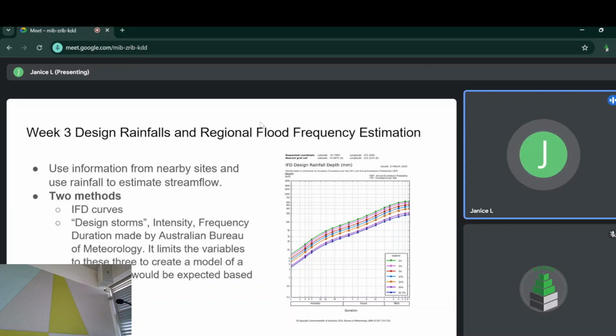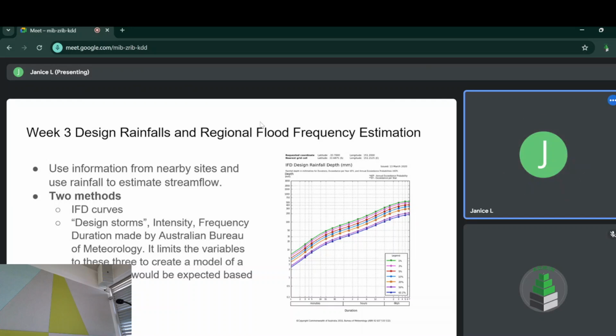But moving on. Now you've got design rainfalls as well as regional flood frequency estimation. And the FLIKE models that I was talking about before in the previous slides, and ARI, all of that kind of stuff, relies on stream flow data. It relies on someone going down to a stream with a measuring device and putting it into the water and seeing how fast the water is going, what the velocity is.